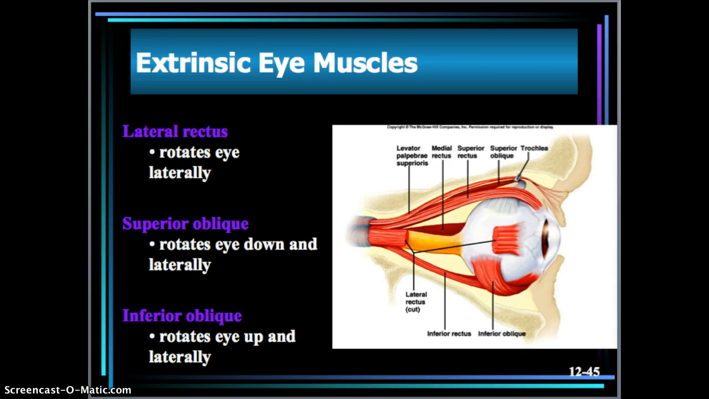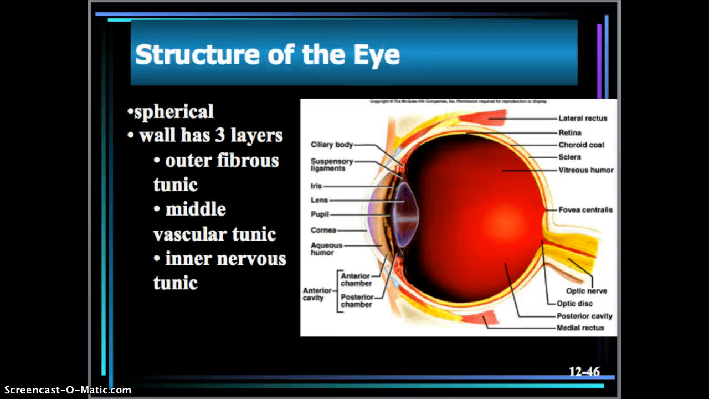Each muscle has about 5 to 10 fibers. That's only 5 to 10 muscle cells, and that's the least in the body for any muscles. And this is because we have the greatest muscle precision in our eyes.